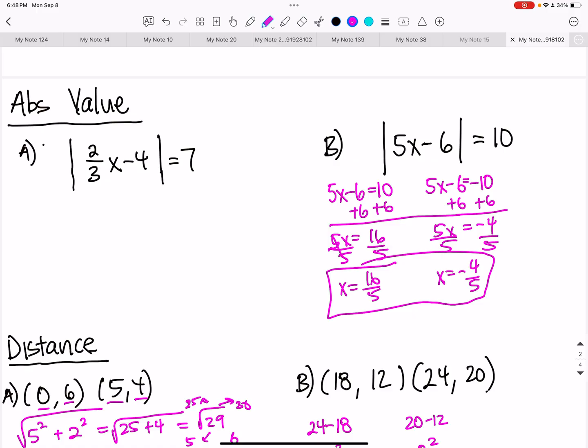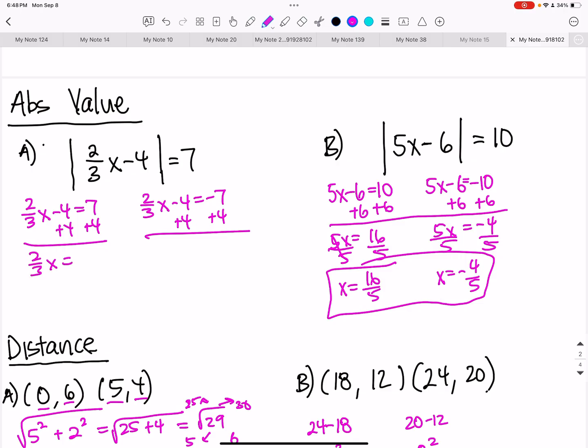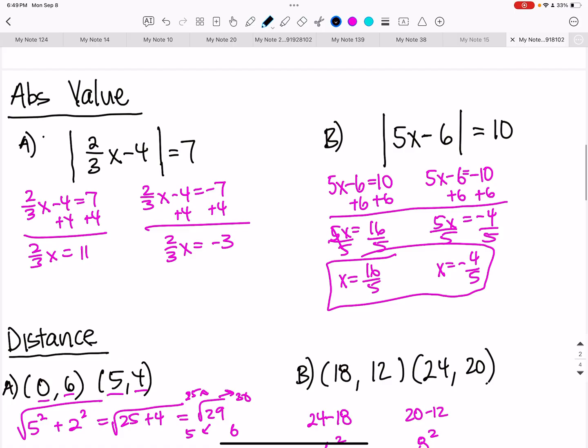Over here, let's see. What if 2/3 x minus 4 equals 7? What if 2/3 x minus 4 equals -7? Let's add 4. And when we do this, we get 2/3 x equals 11, and 2/3 x equals negative 3. The negatives win by 3. All right, to get rid of a top 2 and a bottom 3, do the opposite. And let's see, x equals 33 halves. And over here, x equals -9 halves. There's my two answers.